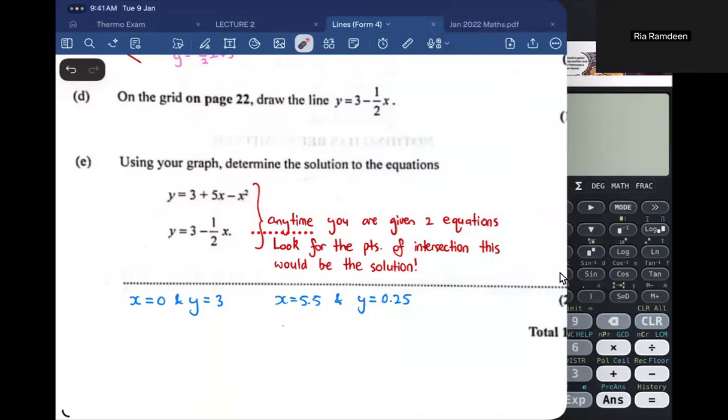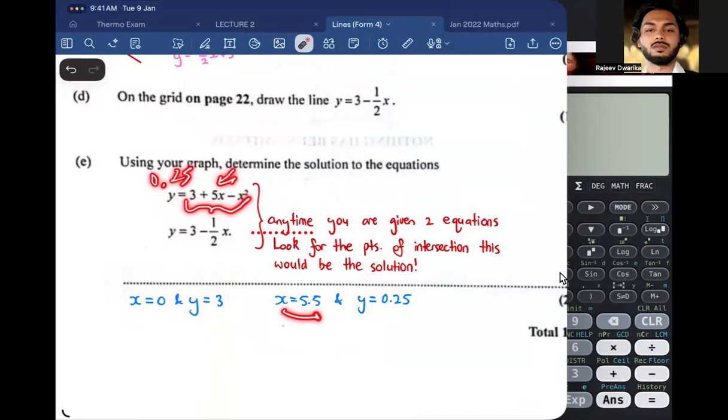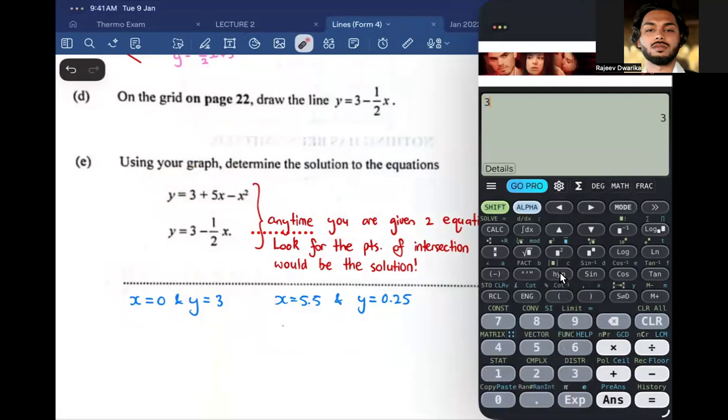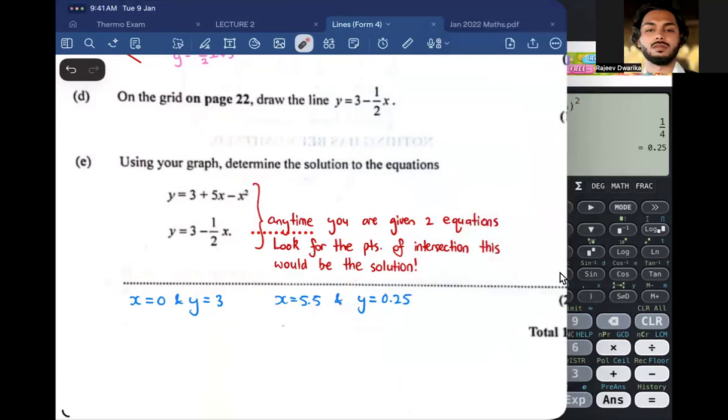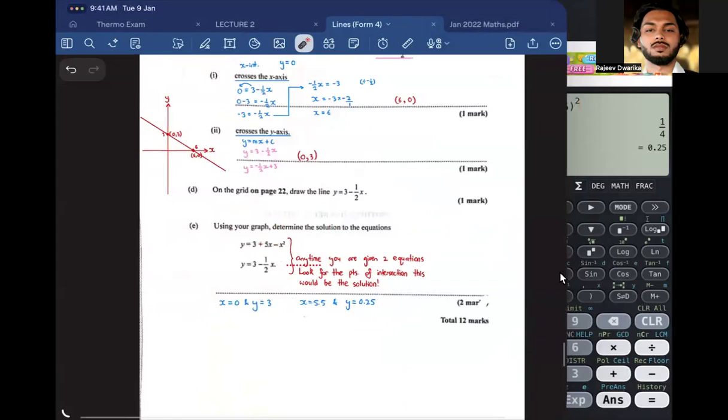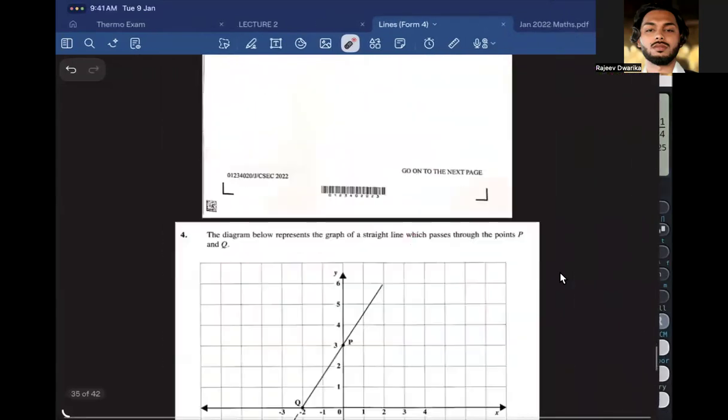So we know y is 0.25. This is 0.25, right? So if I put x is 5.5 into this side, I'm supposed to get 0.25. I'm supposed to, let's see, 3 plus 5 by 5.5, right? Minus 5.5 squared. What do we get? 0.25. Right. So it satisfies the first equation, and will satisfy the other one, right? But in the interest of time, I won't show that, but it will. All right.